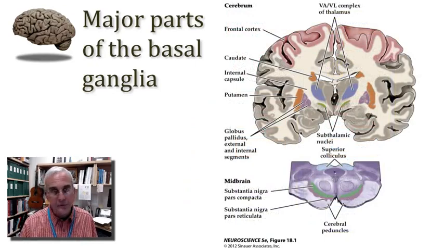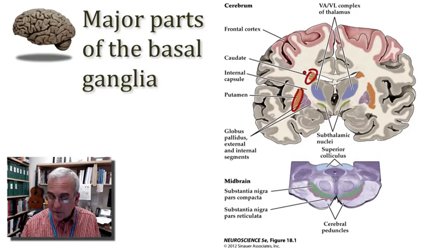So first, with an illustration, what we have here is a coronal section through the forebrain, and this allows us to see the various components of the striatum that are visible at this level. We see the putamen and the caudate nucleus, divisions of the striatum that are separated by the internal capsule.